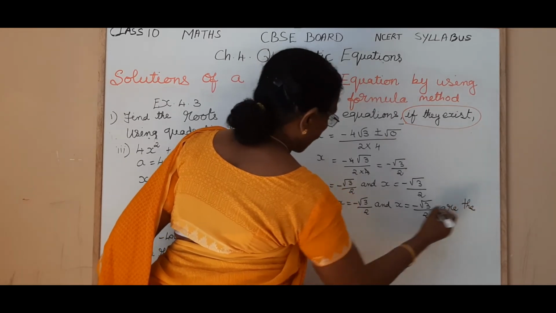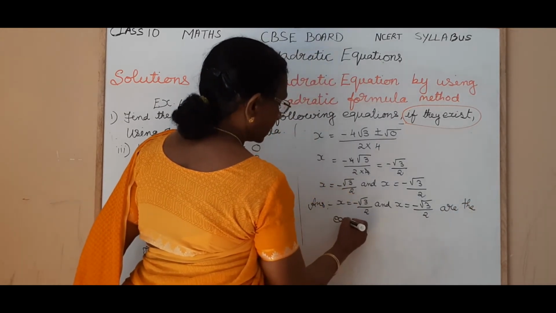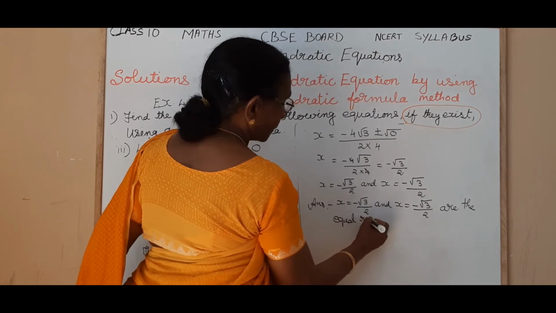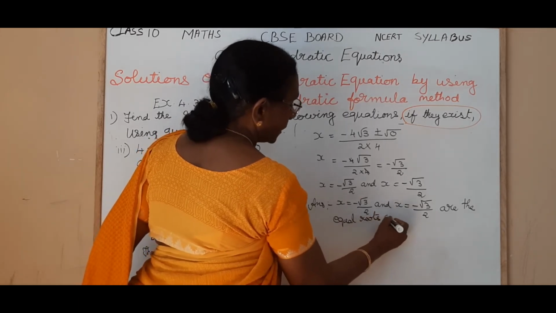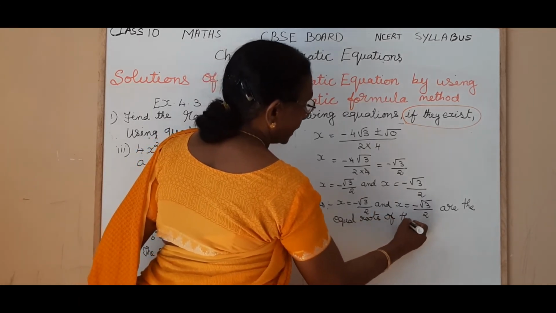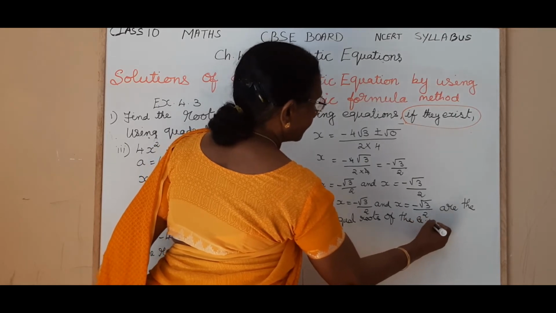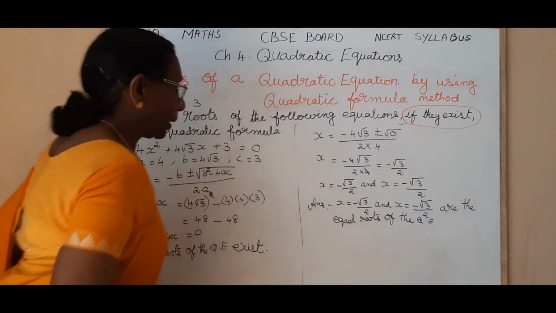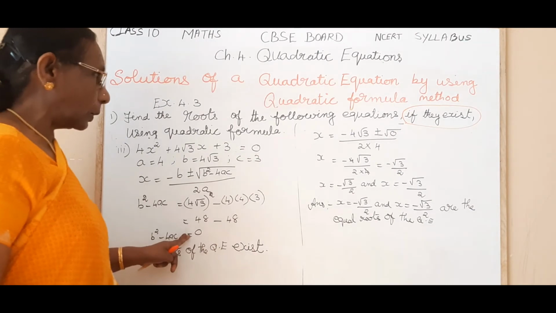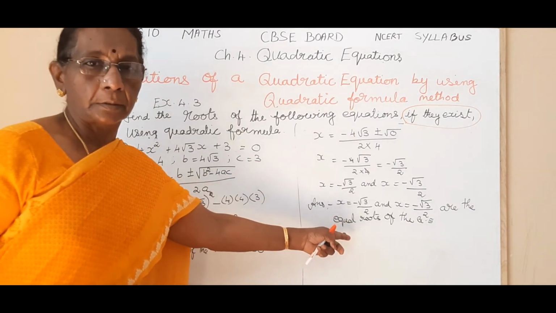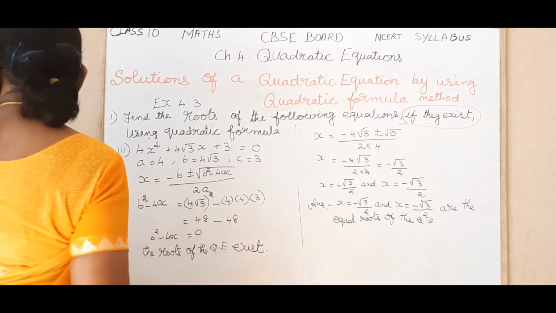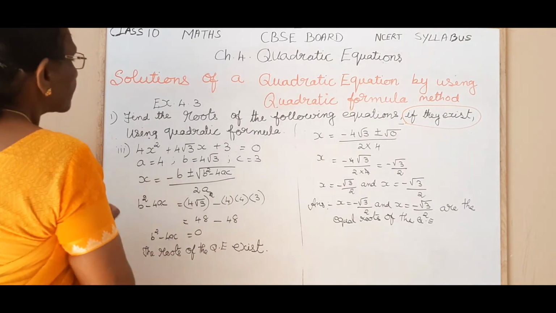the equal roots of the quadratic equation. Is it clear, children? So have you understood, when you get 0, we are getting equal roots. Isn't it?